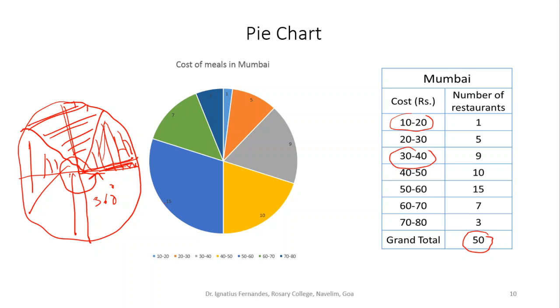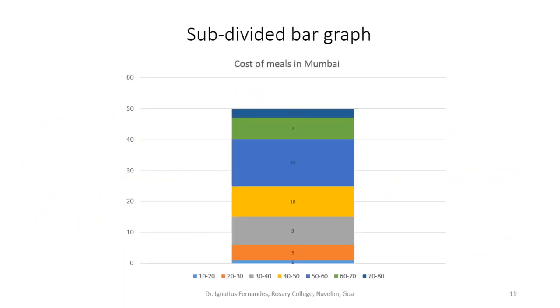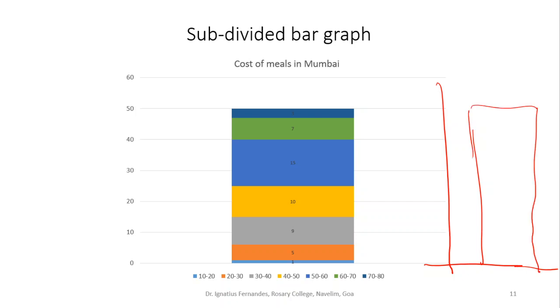In the same way as the pie chart, we also have a subdivided bar graph. Here what we do is, I know that the total frequency is 50. So I have a y-axis from 0 to 50 here like this, and I have only one bar here, of height 50. This is 50. Now if you recall, the first frequency was 1. So accordingly I draw a bar and I divide this into parts.